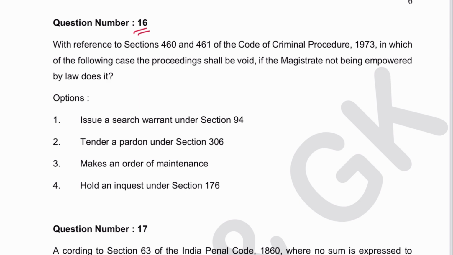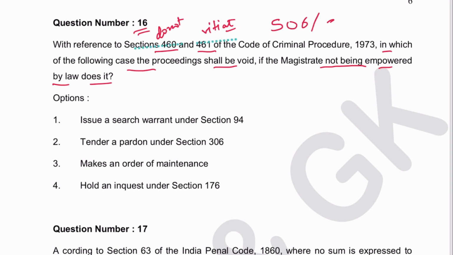Next 16. With reference to section 460-461, in which of the following case the proceeding shall be void if the magistrate not being empowered by law does it. See, 460 is where the proceedings do not vitiate, and which vitiate is 461. Now the section has become 506 and 507. However, the clauses are same, so we will write here 460 and 461, 506, 507.